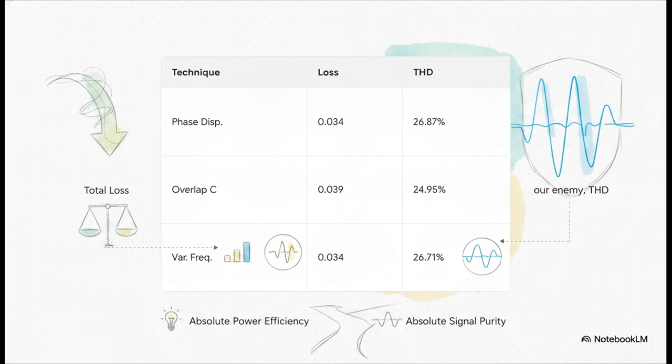But consider carrier overlapping C. By inverting the phase of neighboring carrier waves, we achieve the lowest possible THD in our tests, down to 24.95%. The trade-off? Our total switching losses rise slightly to 0.03908. As engineers, we always have to make a choice. Do we prioritize absolute power efficiency or absolute signal purity?